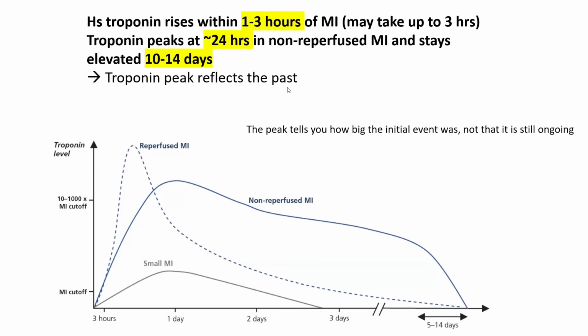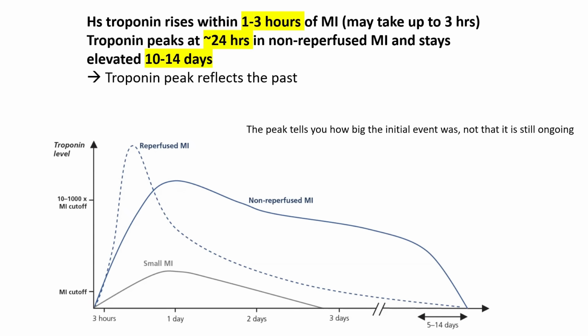This will give you two ideas here. In MI, the troponin will continue to rise until 24 plus hours after the initial event, even if the ischemia of that initial event is alleviated. Troponin peak sees the past. The troponin continuing to rise does not mean you have ongoing ischemia.